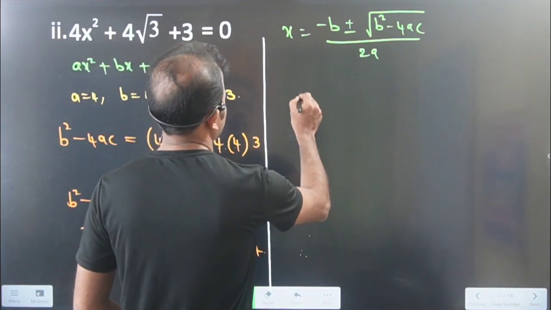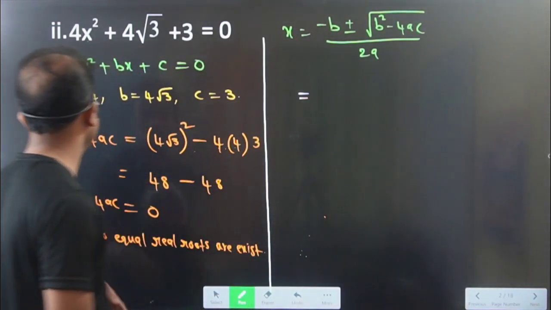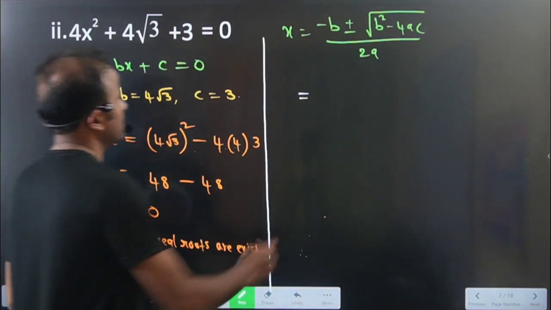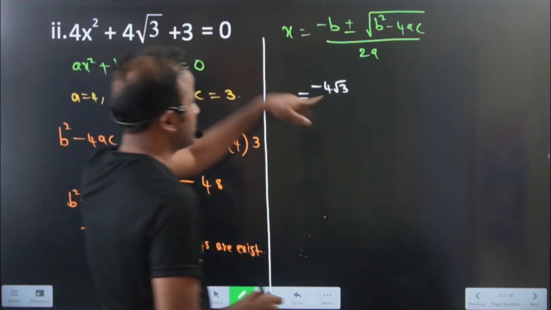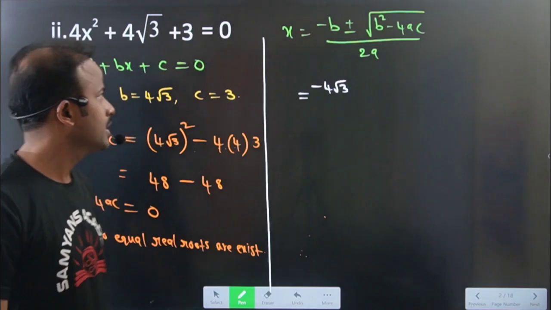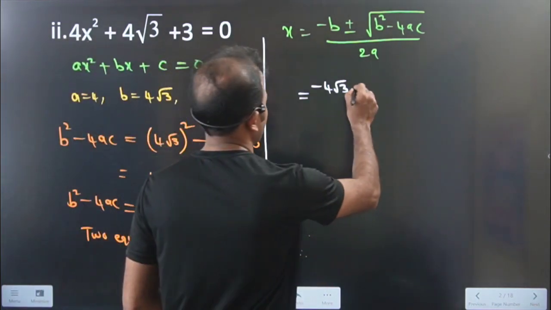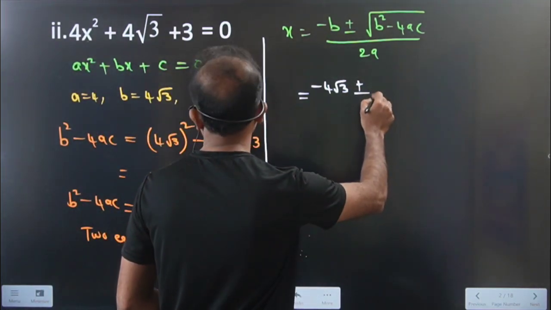Right, so here in the formula just substitute. So what is the value of b here? b value is minus 4 root 3. So b value is 4 root 3. Here minus b means minus 4 root 3 we have to take. Plus or minus root over b square minus 4ac.